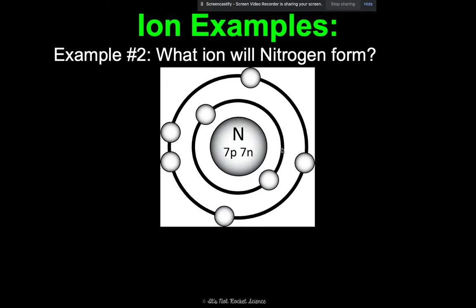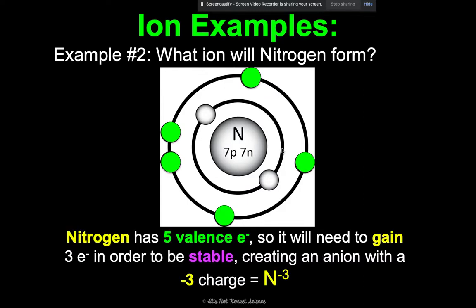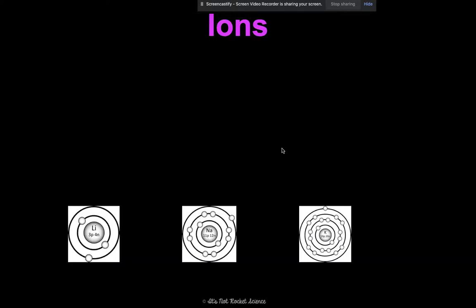Let's talk about nitrogen next. Nitrogen has 5 valence electrons, seen here in green. So it will gain 3 electrons in order to be stable, creating an anion with a -3 charge, so nitrogen -3. So this makes it an anion again. And we'll go over this tomorrow in class, so don't freak out. I promise we'll get practice.